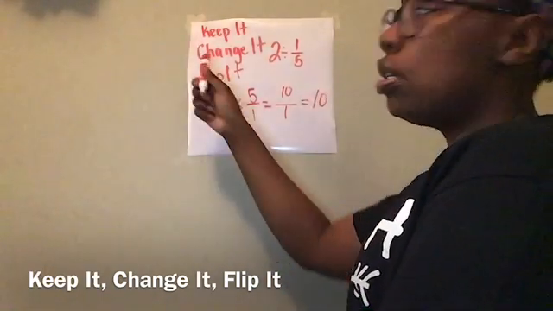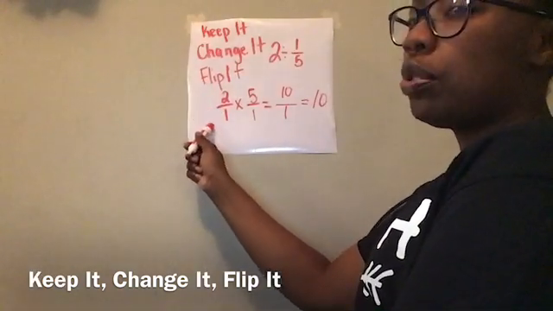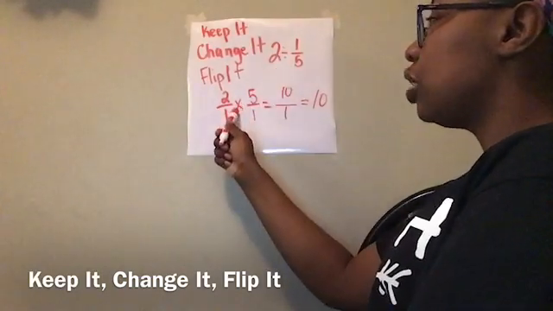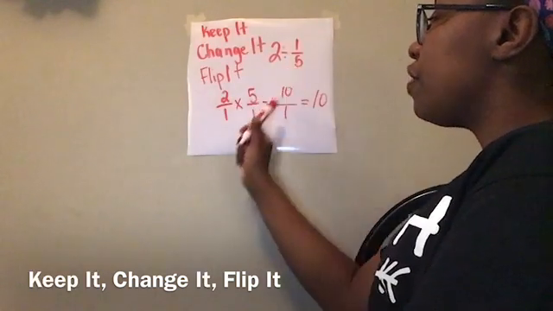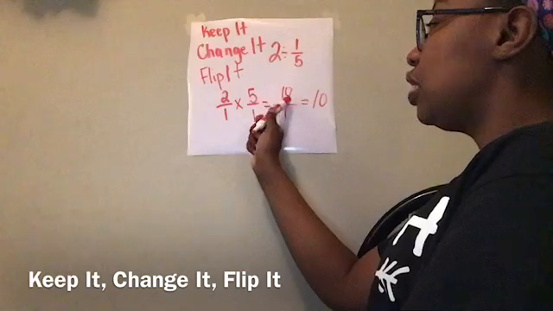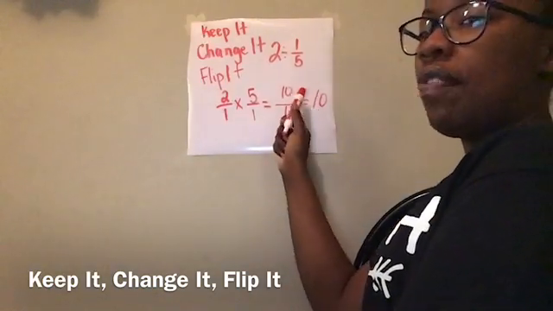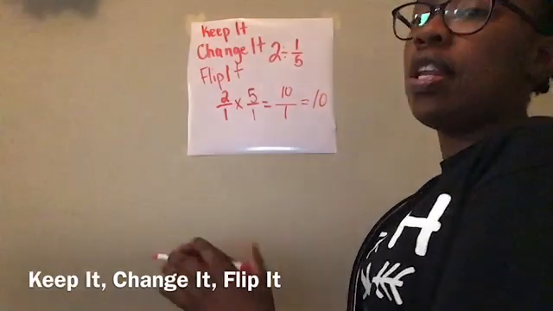So again, keep it, change it, flip it. Keep the first number. We put it over 1 because it was a whole number. Change it. We change that division to a multiplication sign. Flip it. We flip that second number from 1/5 to 5 over 1. We multiply straight across. 2 times 5 is 10. 1 times 1 is 1. And we made that into a 10 because when we have a whole number over 1, it is that whole number. That is how we write that.